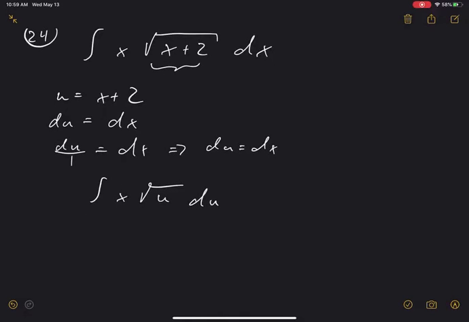Remember, you can never have this in this Calc 2 course. We can never have two different variables inside the same integral. In Calc 3, maybe you'll see how to do something with multiple variables, but not in our course. So this is a hint that we've done something wrong. We have x's and u's in the same integral. Not good.